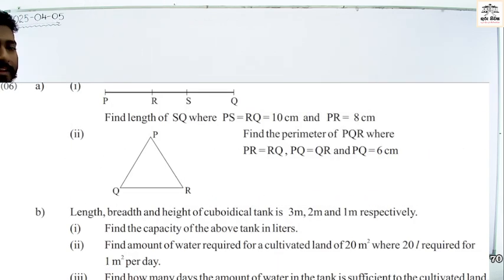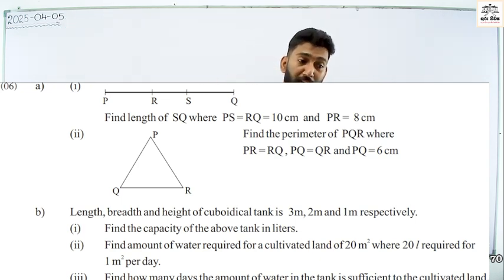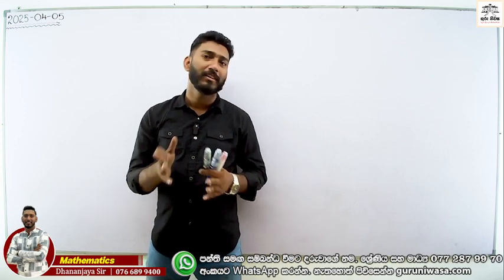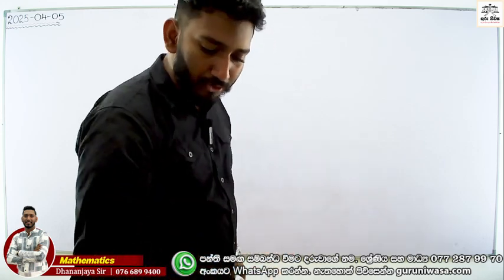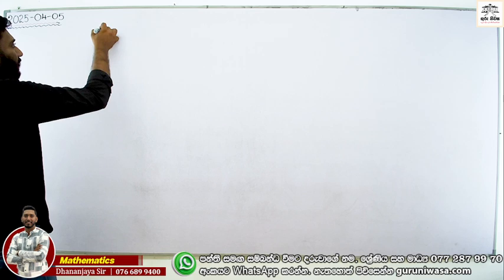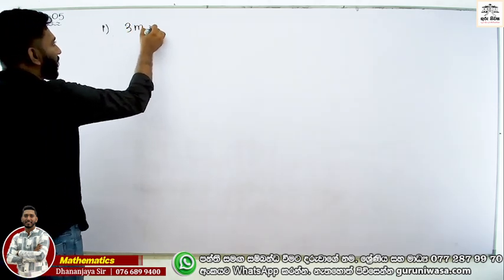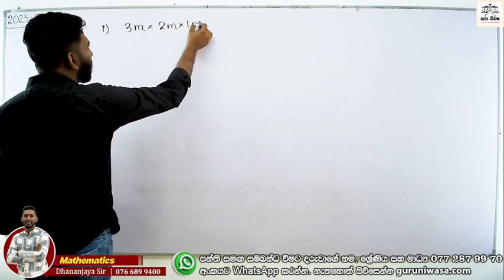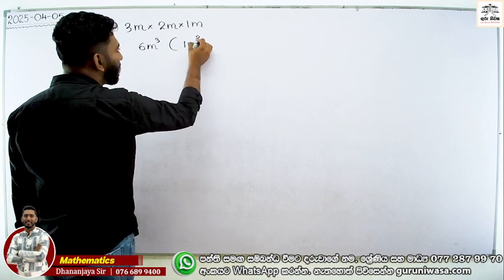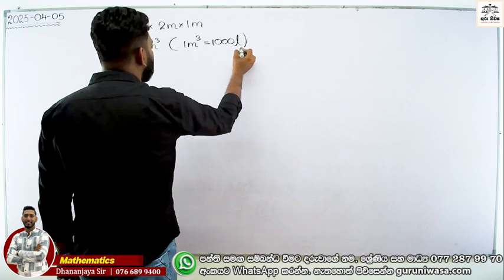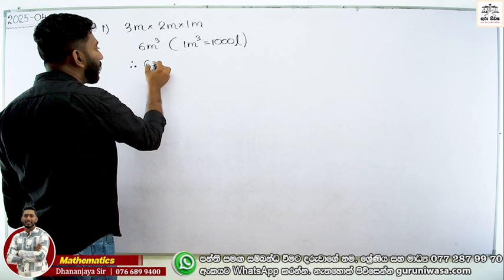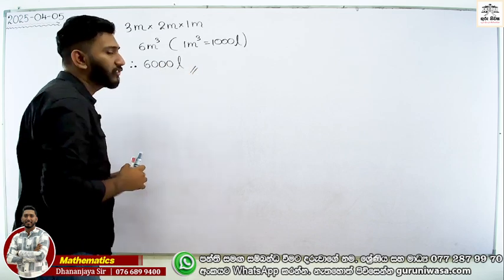Now look at this. The length, breadth, and height of a cubical tank are 3 meters, 2 meters, and 1 meter. Find the capacity of the above tank in liters. We know capacity is length times breadth times height. Therefore, 3 into 2 into 1. This is a very easy thing. 3 meters multiplied by 2 meters multiplied by 1 meter is 6 cubic meters. And 1 cubic meter equals 1000 liters. Therefore, 6 cubic meters equals 6000 liters. And this is the answer.